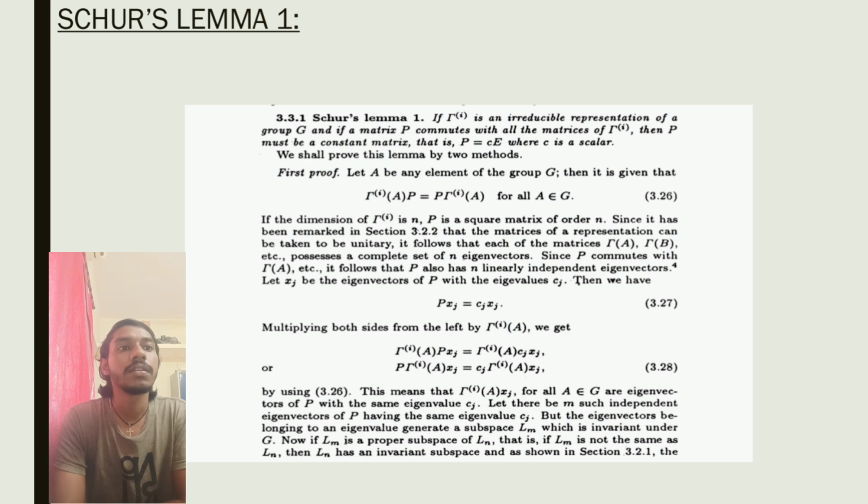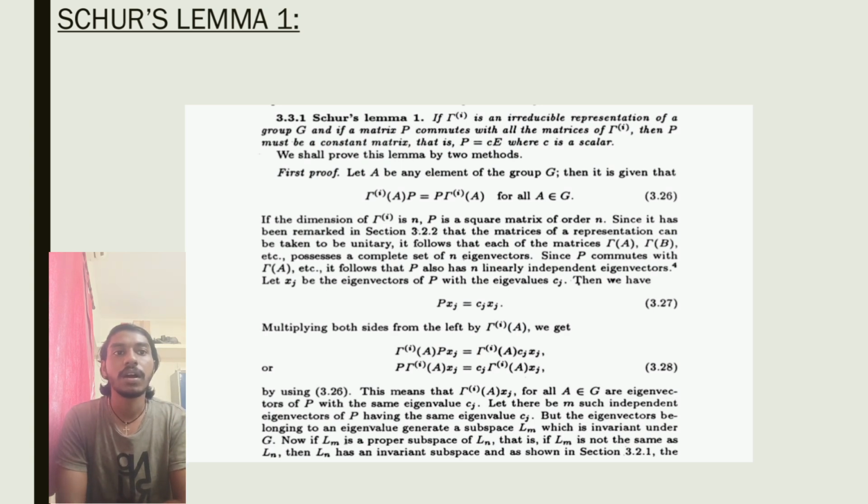If Γ^i is an irreducible representation of a group G, and if a matrix P commutes with all the matrices of Γ^i, then P must be a constant matrix, that is, P = cE, where c is a scalar. We shall prove this lemma by two methods. First proof. Let A be any element of the group G, then it is given that Γ^i(A)P = PΓ^i(A) for all A belongs to G.